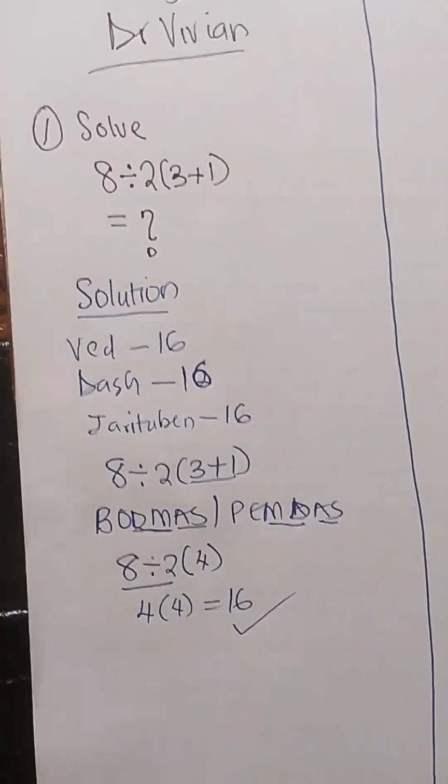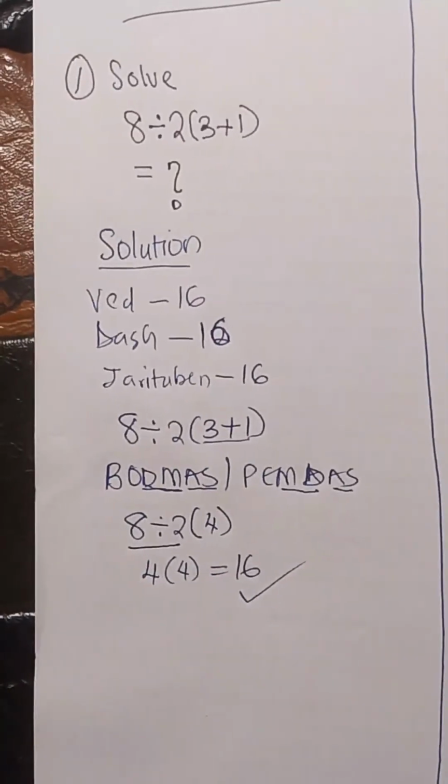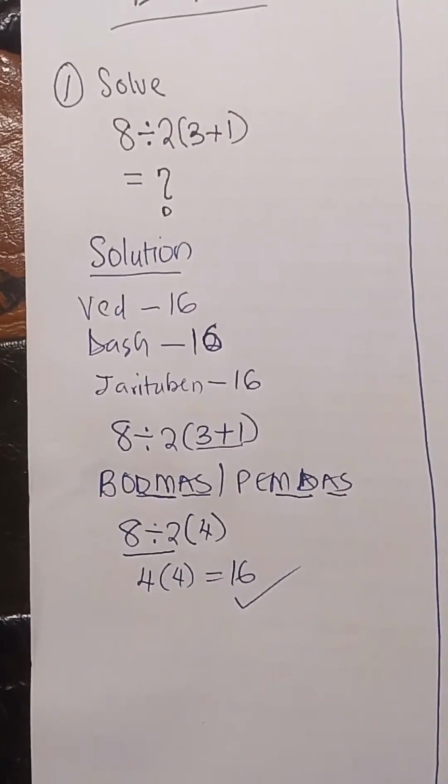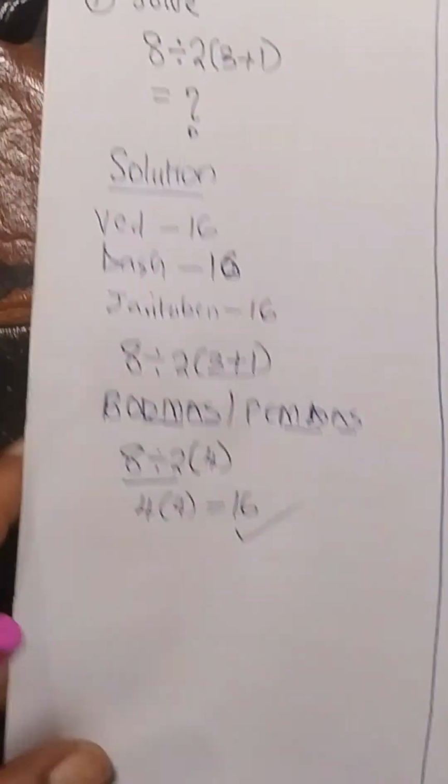All right, so Ved is correct, Dash is correct, and Jaributen is correct. Please, if I don't call your name correctly, bear with me. So I'm giving a clap to Ved, Dash, and Jaributen. Thank you. You solved this correctly. Okay, so we'll go to the next question.